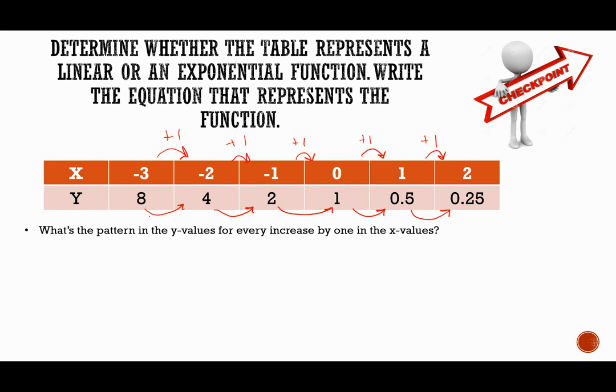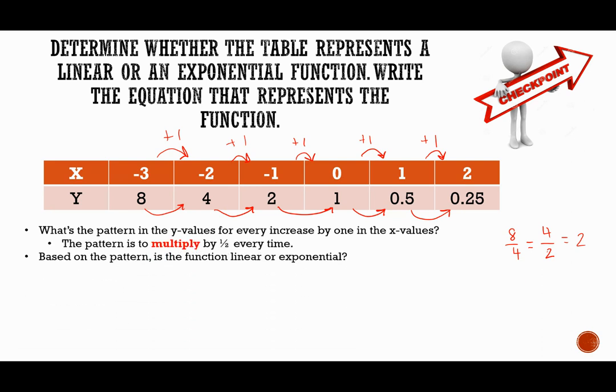So what is my pattern here from one Y value to the next? Well, is 8 divided by 4 the same thing as 4 divided by 2? Yes, it is. They both equal 2. So that means my pattern is to multiply by 1/2. My common ratio is 1/2. I am multiplying by that fraction every single time.